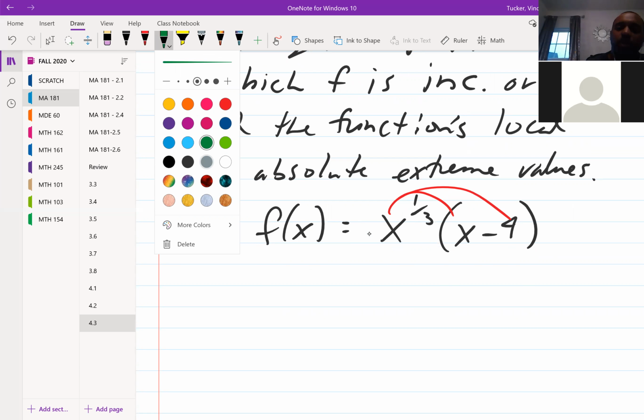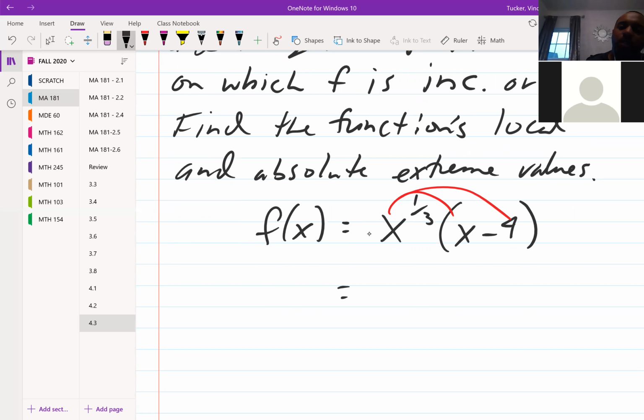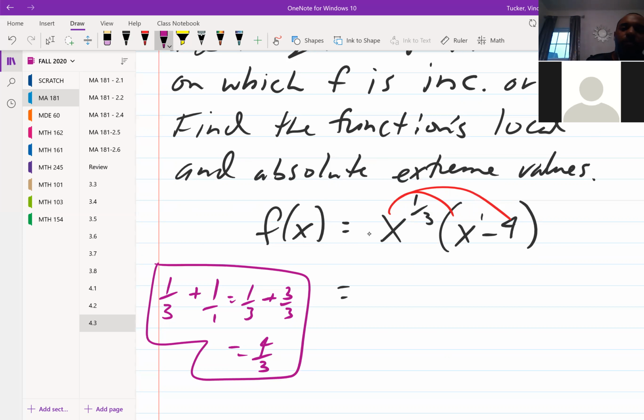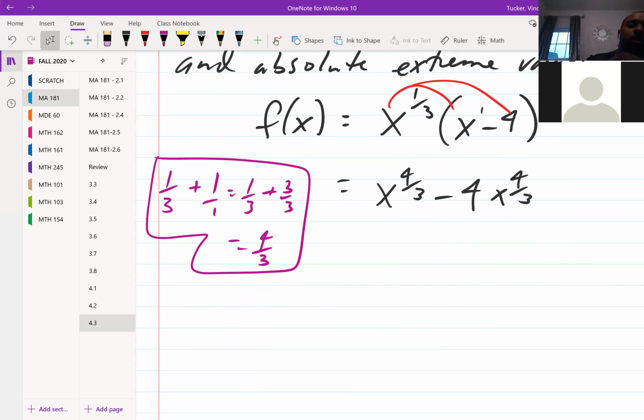So I don't need to turn that black. Don't forget your exponent is 1 here. So when you go to multiply those two, you need to add your exponents. There's 3/3, 4/3. All right, so now we can find f prime.